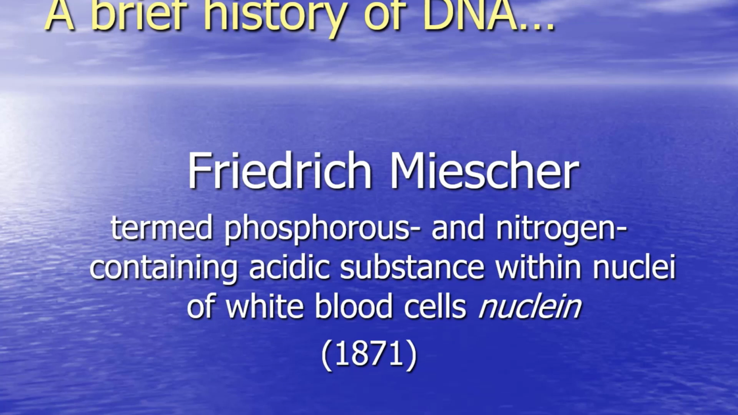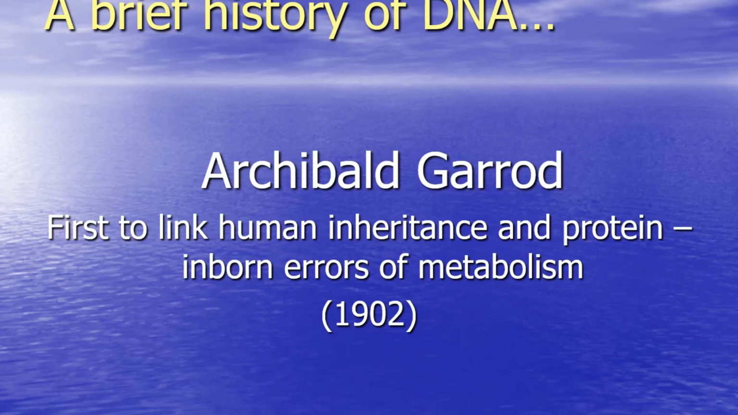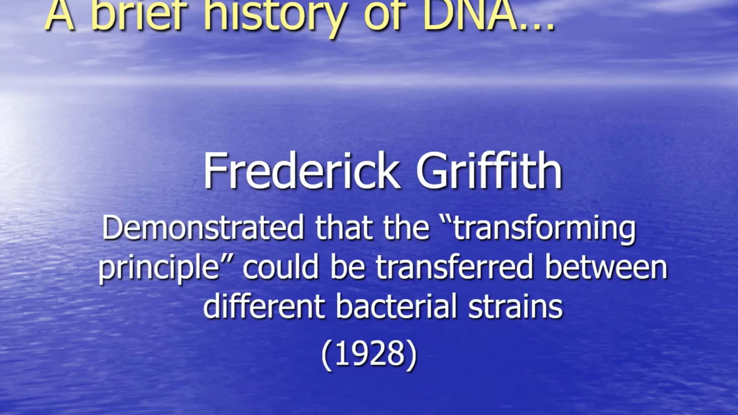Friedrich Miescher found an acidic substance containing phosphorus and nitrogen in the nuclei of white blood cells. Garrod was the first to link human inheritance and protein, with inborn errors of metabolism, in 1902. Griffith demonstrated that the transforming principle could be transferred between different bacterial strains.